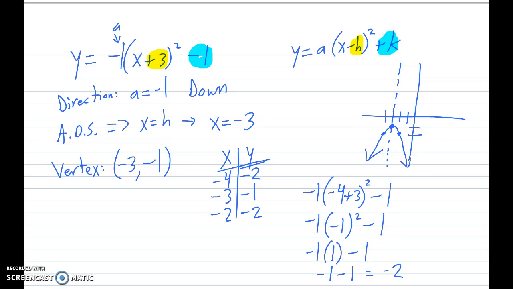The graphs are on the board, so you can check your answers. It doesn't have the direction and all that listed, but just check the graph, and that should kind of confirm if you've done it correctly, all right?